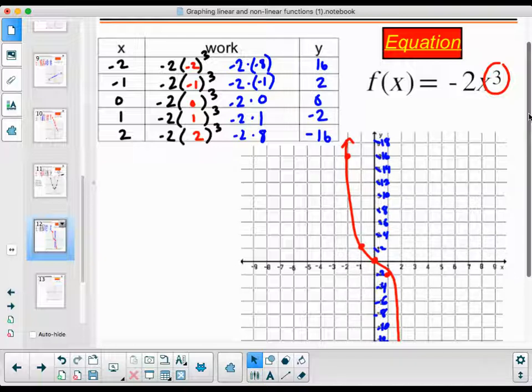So, long story short, pick out those values of x, plug them into your equation, come up with your ordered pairs, and graph them. That's about the essence of the lesson today.